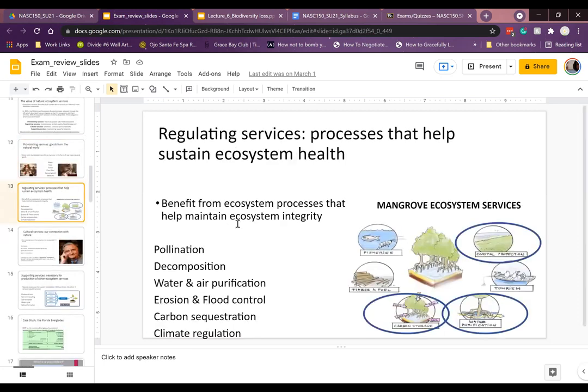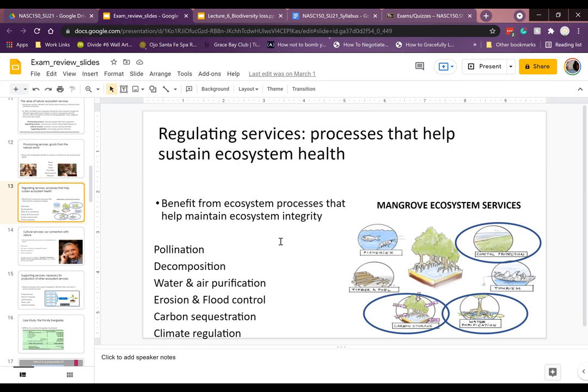Then we have the regulating services, these that help maintain ecosystem integrity. Remember, we defined ecosystem integrity as the overall health of an ecosystem. If there's high integrity, we have high ecosystem health. Low integrity, low ecosystem health. And so we think about it in the context of today's class. Low integrity means land use changes have dramatically changed or degraded the ecosystem. Very high integrity means we have a very pristine ecosystem with very little land use change. So making that connection because, you know, they're connected.